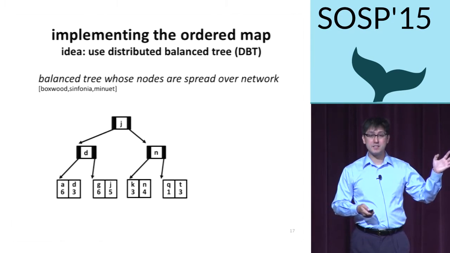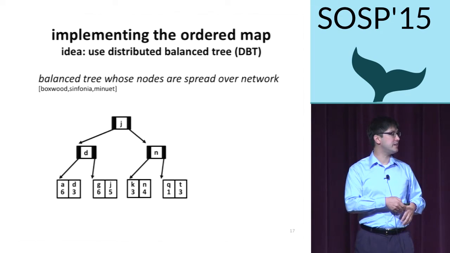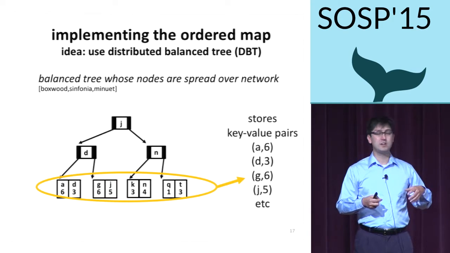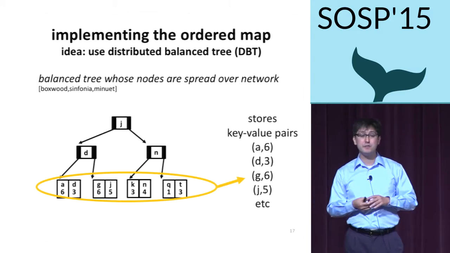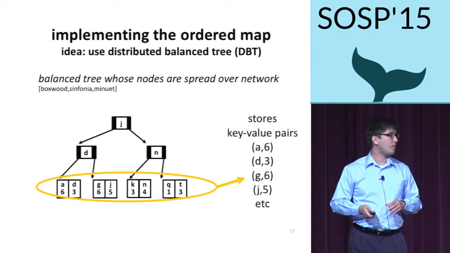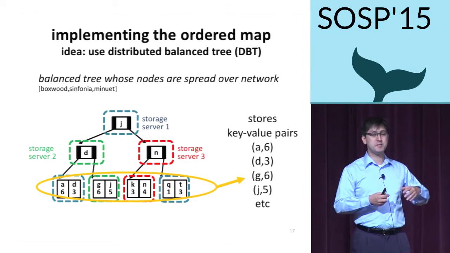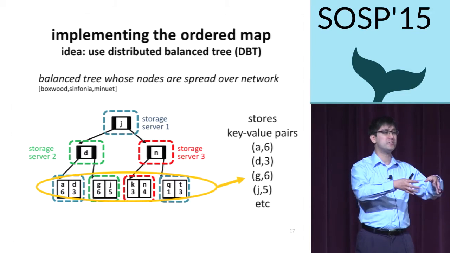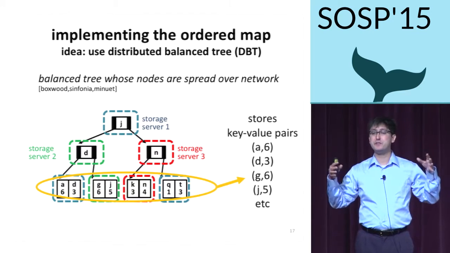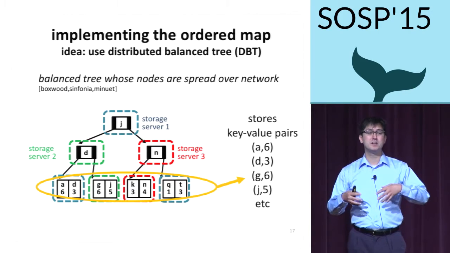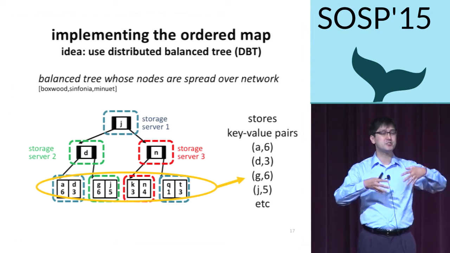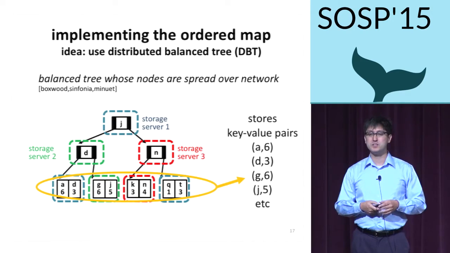This shows a balanced tree, and this tree is used to keep the following order map: A6, D3, G6, J5, and so forth. The idea of a distributed balanced tree is that each one of these nodes is going to be kept in a different storage server. Recall that in Yesquel, we have a distributed storage server for keeping nodes. We're going to use that distributed storage system for storing these nodes.